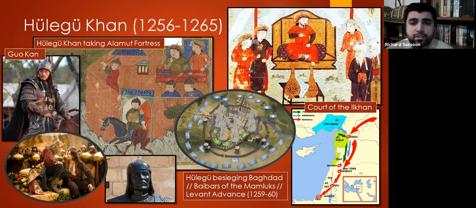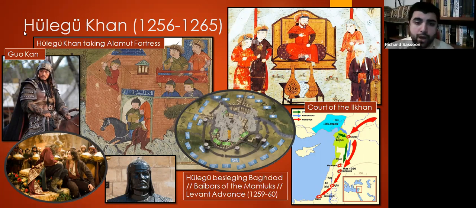One of the important things to realize is that by this point, Hülegu is seen by many Persians to be a Persian king, in the sense that he is a king of Persia, even though he is ethnic Mongol. You can see in his court, in the upper right-hand side, on the left-hand side of Hülegu are his Mongol advisors, and on the right-hand side of Hülegu are his Persian and Chinese advisors. Because Hülegu Khan had a very diverse court, ruling as a Mongol in Persia.